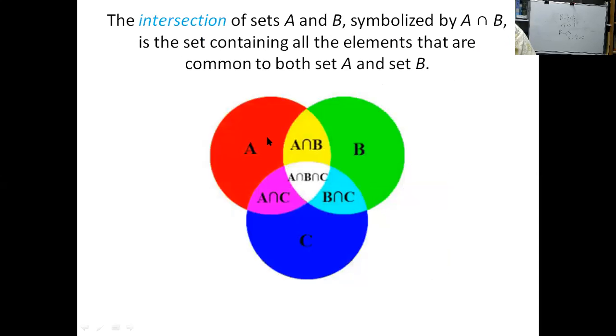When you have three sets and you find the intersection of them, we use this symbol. This yellow part is the intersection between set A and set B. This purple part is the intersection between set A and set C. This blue part is the intersection of B and C.